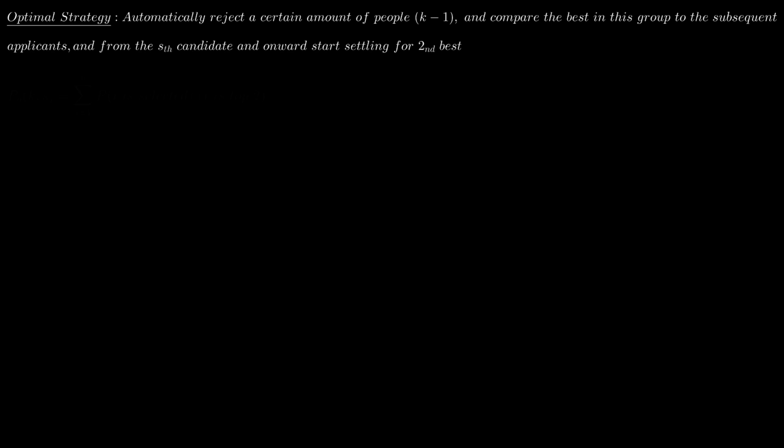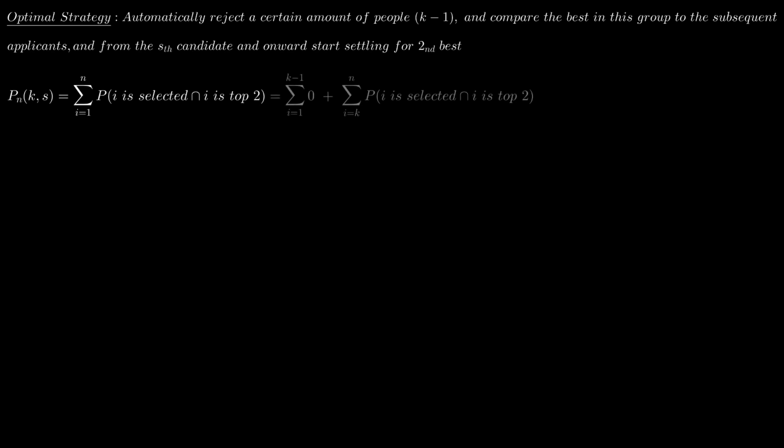So our probability is this, Pn of k and s equals the sum from i equals 1 to n of the probability that i is selected and i is top 2. The same thing we did before, only difference being we're searching for the top 2 now instead of the best. And since the k minus 1 group is already rejected by default, we have Pn of k and s equals the sum from 1 to k minus 1 of 0. This sum is 0. Plus the sum from k to n of the probability that i is selected and i is the top 2. Okay, so now here is where the fun starts.